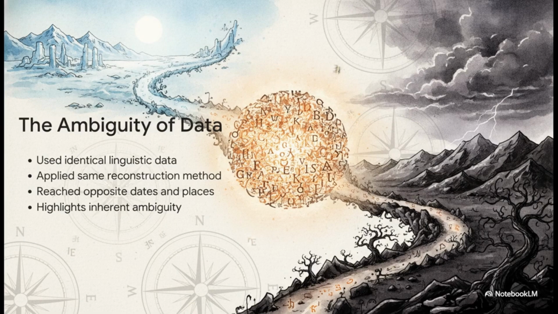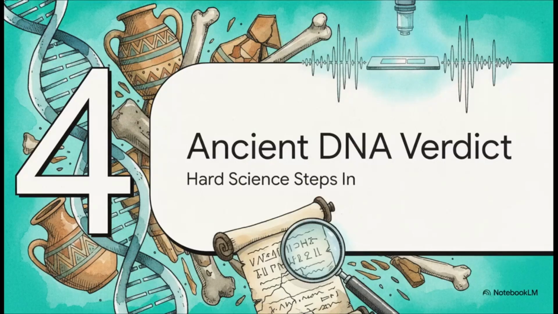To build his Anatolian hypothesis, Colin Renfrew used the exact same comparative linguistic root data, but because he applied a competing methodology for matching that data to archaeology, tying the language's spread to the spread of farming instead of the invention of the wheel, he reached a completely opposite date and place. This perfectly proves the inherent ambiguity of linguistic data. It simply cannot independently verify dates or locations when the exact same roots can be mapped to totally different archaeological events.